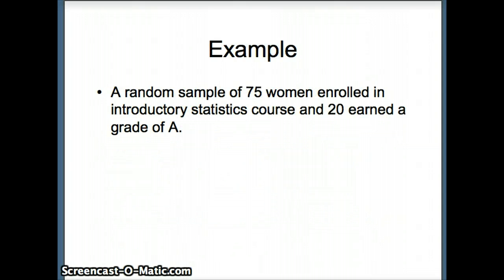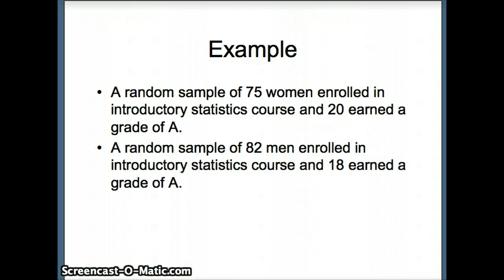So here's an example for us to look at. A random sample of 75 women enrolled in an intro stats course, and 20 of them earned a grade of A. A random sample of 82 men enrolled in an introductory stats course, and 18 earned an A. So these are samples that are supposed to reflect the entire population. This population is all women enrolled in an introductory stat course, maybe across the country. And this sample comes from a population of all men across the country in intro stats.